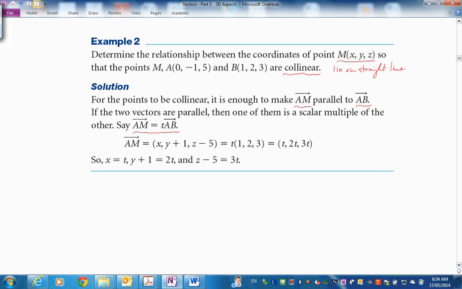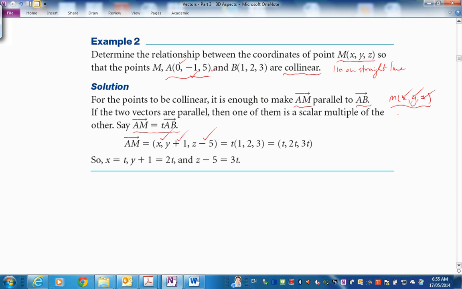You could put K or T. So let's work out AM. We don't know where M is. So let M be the point X, Y, Z. Then AM is what? Here we are, A to M: X take 0, which is just X, Y take negative 1, which is Y plus 1, Z take 5.